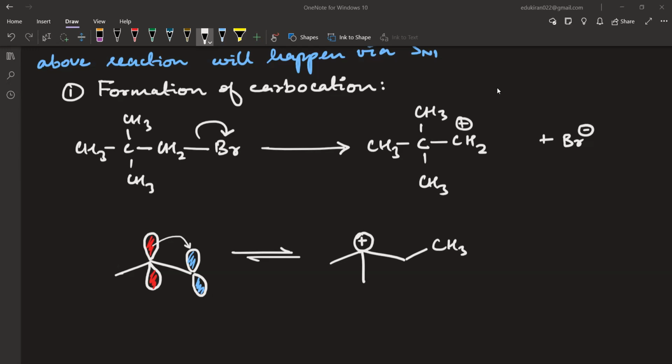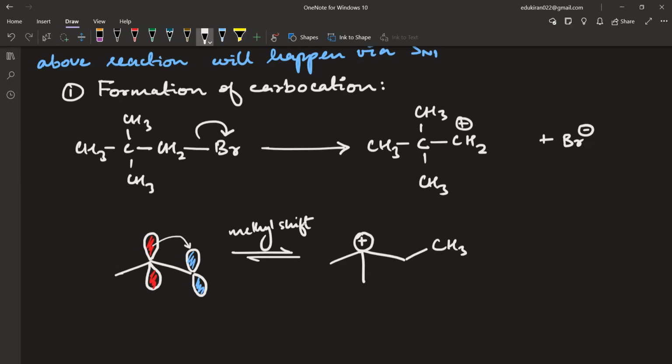Because why? Because we have an electron source and we have an electron sink, an electron poor site, also an electron rich site. So that's why this bond will break and something like this will happen. Some shift is happening. What shift is happening? We say that methyl is shifting, CH3. So we say that it is a methyl shift.